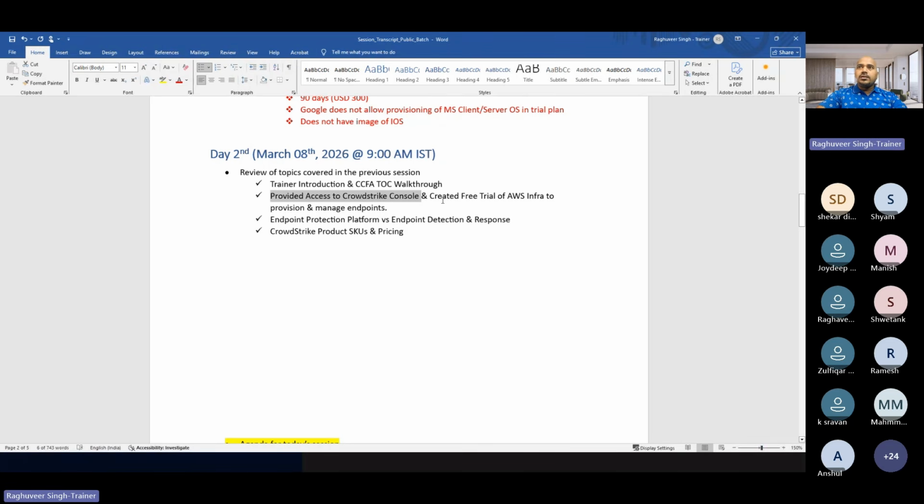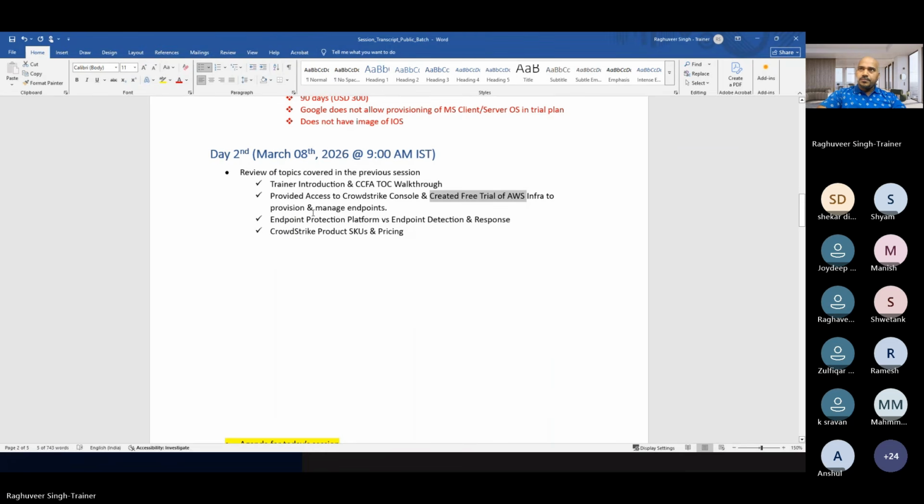The second thing is I assume all of you have created a free tier account with AWS or with Microsoft Azure. We will use this account to provision and manage endpoints, and we will use the same account to cover the cloud specialist module also, wherein we will have the AWS account integrated.